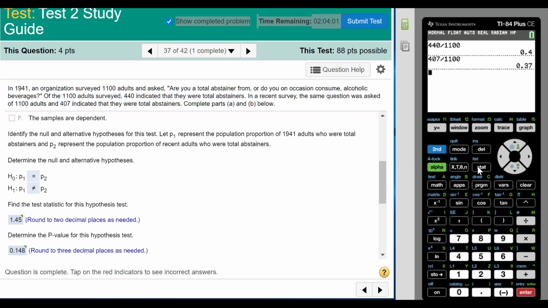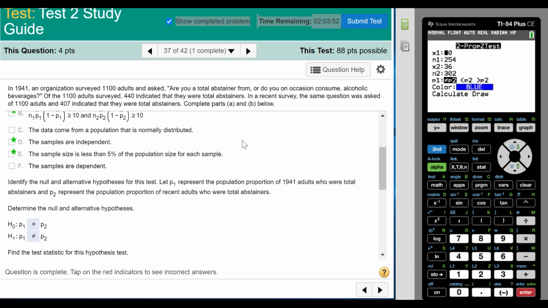How do you run the test? You go to your calculator. Tests, two proportion z-test. Okay, let's go back to x1 is 440 over 1,100 n1, and this one is 407 over 1,100, and we're checking if P1 is different from P2 and calculate.